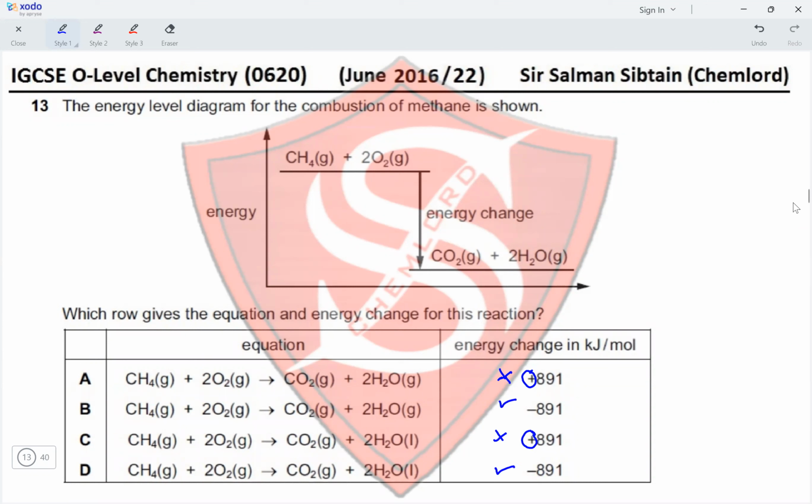So now we have CH4 gas. This is option B, CH4 gas plus 2O2 gas giving us CO2 gas plus 2H2O gas. So these are the reactants and products as stated in the energy profile diagram. So all of them are correct. And in option D, the reactants are CH4 gas and 2O2 gas, which are correct. The products are CO2 gas and 2H2O liquid. Now, since the state of water here has changed, that makes this option incorrect, making option B the correct option for this question.